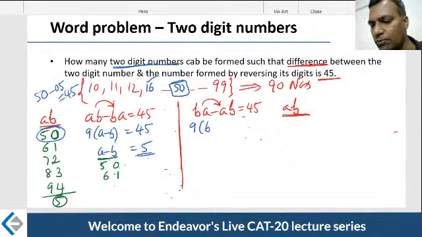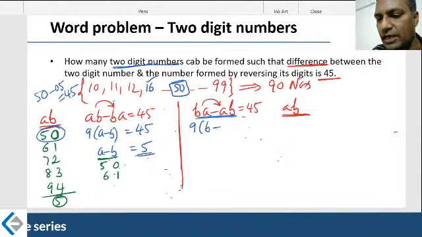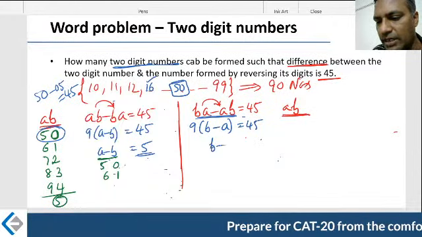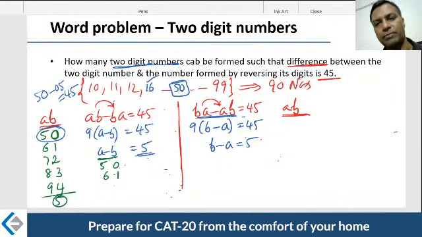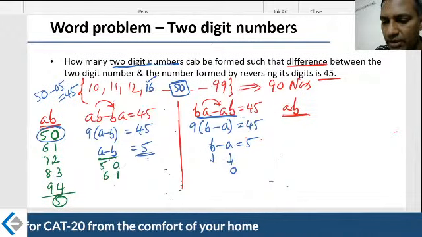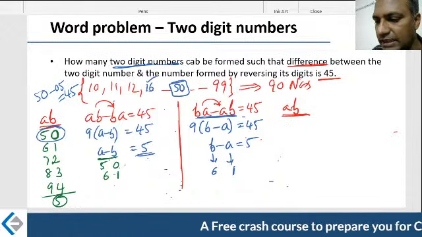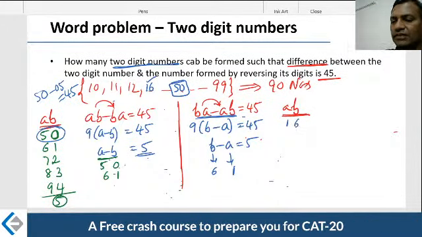There are 5 numbers. Come to the other side, my friends. Here, BA minus AB is 45. How do you write? 9 times of B minus A is 45. From here, you say that B minus A is equal to 5. Good. So B minus A is equal to 5, which means B is greater than A. What is the minimum value A can take? It can't take 0 now. It should be minimum 1. When you write it as minimum 1, then it is going to be 6 here. Therefore, you write the numbers. 16 is one of the numbers.